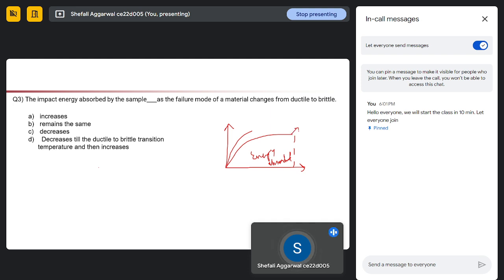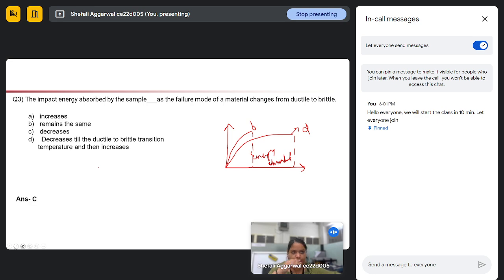This curve is for ductile material and this curve is for brittle material. So if our material is changing from ductile to brittle, this absorbed energy will be decreasing. Okay.